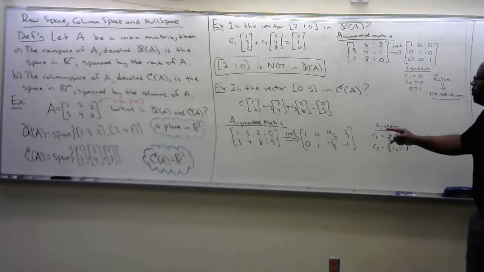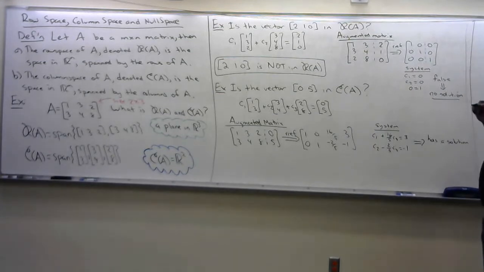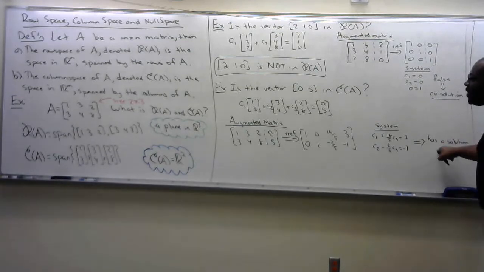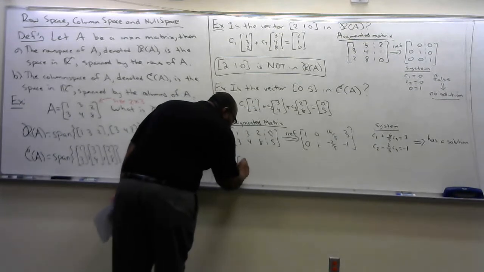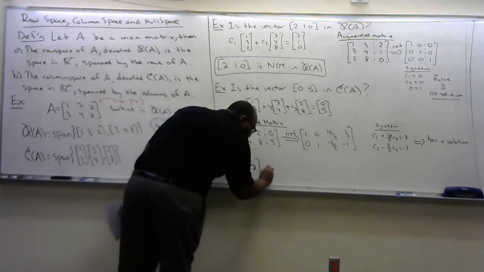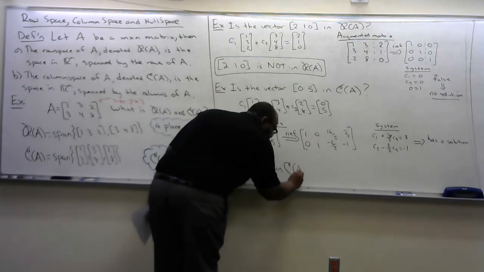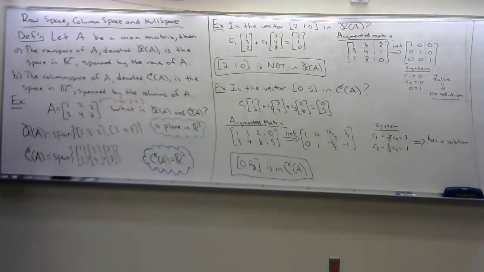That means there are values of C1, C2, and C3 that I can multiply these vectors by to give me 0, 5. Has a solution. So that means that since it has a solution, 0, 5 is in the column space of A. Okay. 0, 5 is in the column space of A. Very cool stuff.